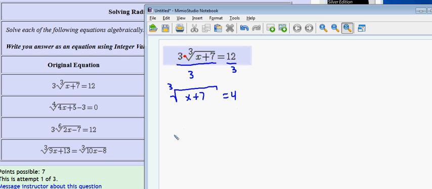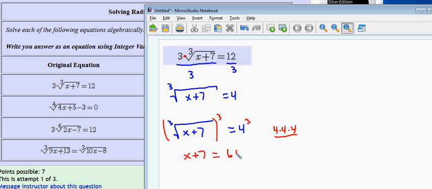Now I need to get rid of the cube root, and it turns out that the inverse operator of cube root is to cube. And what I do to one side, I must do to the other. So I'm going to cube the right-hand side, and I'm going to cube the entire left-hand side. As I said before, the cube root and cubing operators are inverses of each other. They cancel each other out, leaving me with nothing but x plus 7 on the left-hand side. On the right-hand side, I have 4 cubed, which is 4 times 4 times 4. 4 times 4 is 16, and then times 4 again gives me 64.